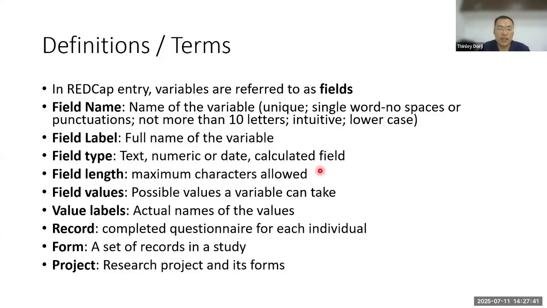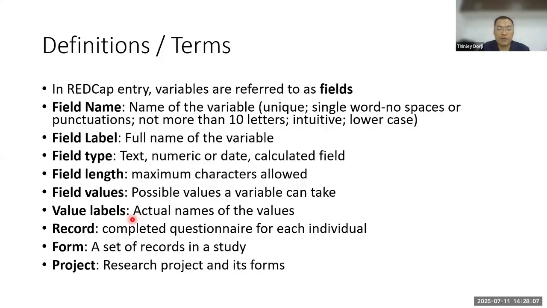You can control that. The field values: what are the possible values do you want to take in? For example, if you want males to be 1, females to be 2, and missing to be 9, then this means that your values should be either 1, 2, or 9. It cannot have any other values. You can also have value labels, which means if 1 is male, then you need to specify what 1 stands for.